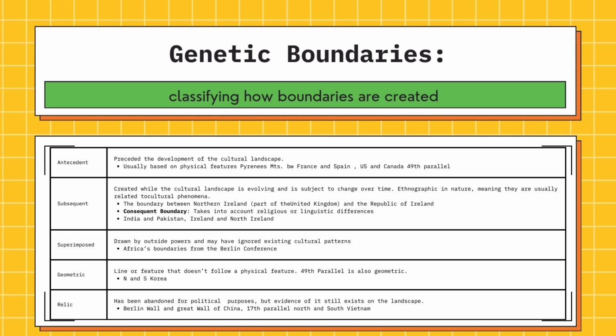Then you have consequent boundaries, and these specifically are drawn to separate groups based on religion, language, or ethnicity, like in India and Pakistan. Superimposed boundaries are forced by an outside power, ignoring local cultures. So, like the Berlin Conference. Africa's borders were drawn this way, and it has caused conflict ever since. Geometric boundaries are straight lines where no natural features are involved. The border between North and South Korea, for example, is a perfect example of a geometric boundary.